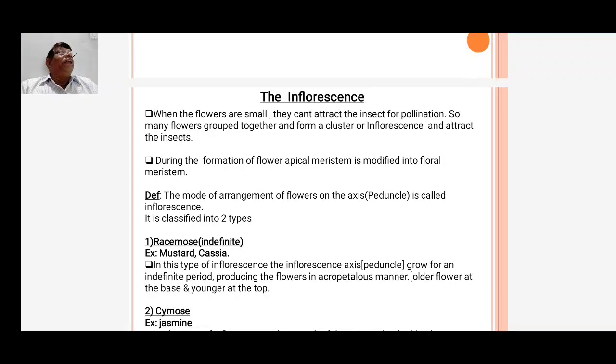Okay. Next, classification. The inflorescence is mainly classified into 3 types. Actually, in your syllabus, it is given 2 types. Racemose inflorescence, cymose inflorescence, and special type of inflorescence. Special is not mentioned in your syllabus or NCERT textbook. Now, let us study the racemose inflorescence.